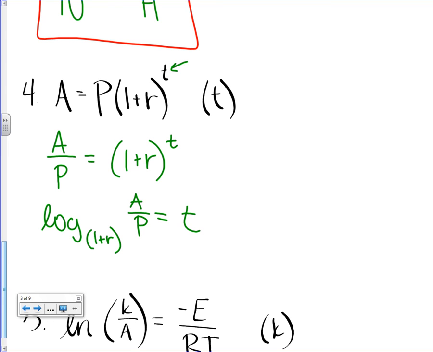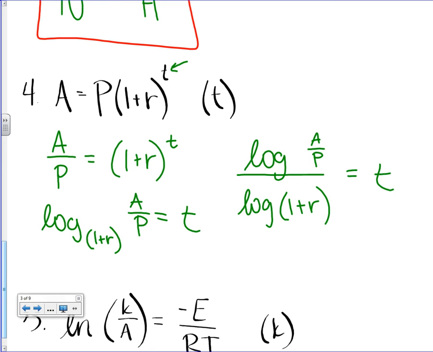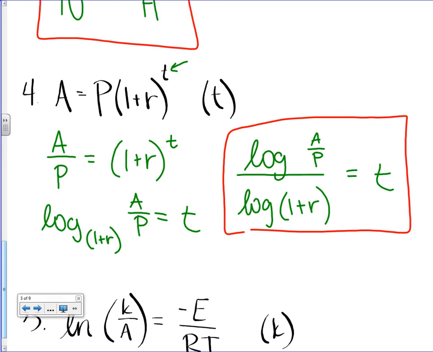Okay, so how do we do the change of base? You take the log of what you're taking the log of divided by the log of your base. So this would be log of a over p divided by the log of 1 plus r, and it's still equal to t. We're just using that change of base formula that we talked about. Gosh, I think it's been a week now. It's been a while. Actually, I think you guys had that on your last test, didn't you? Because there was one that, remember, you had a silly mistake on it. The change of base formula.